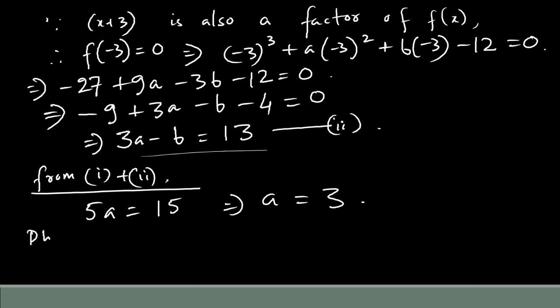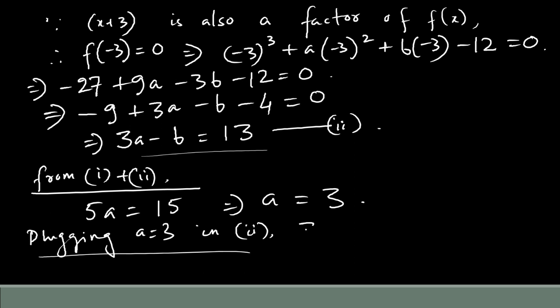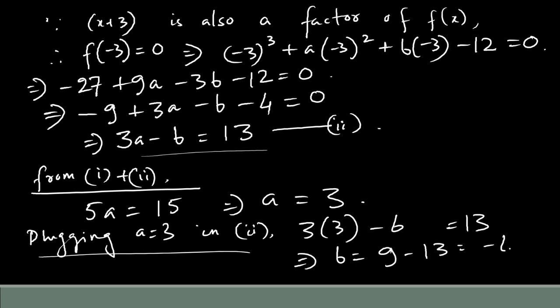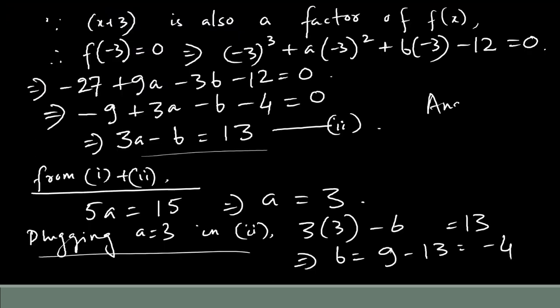And when you plug a = 3, let's say in equation 2, what will you get? 3 times 3 minus b equals 13. So you can find the value of b from here, that is 9 minus 13, which is -4. So the answer will be a should be 3, b should be -4. Hope this is clear to you guys.